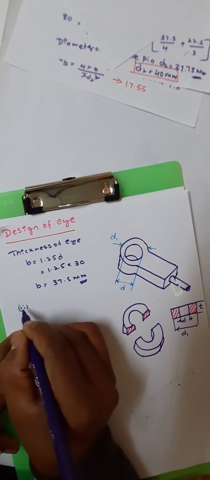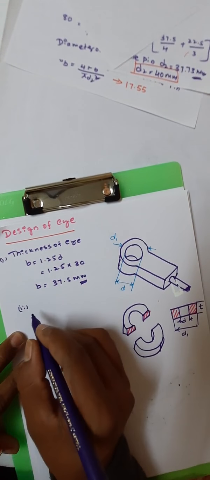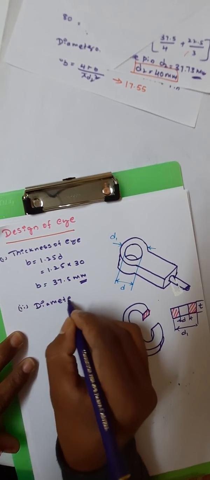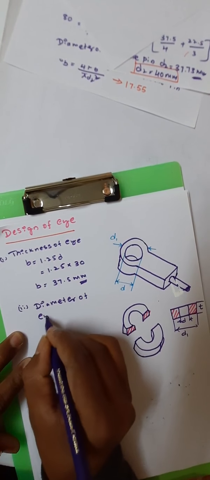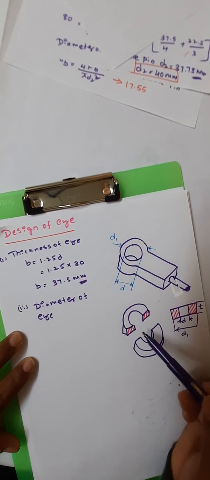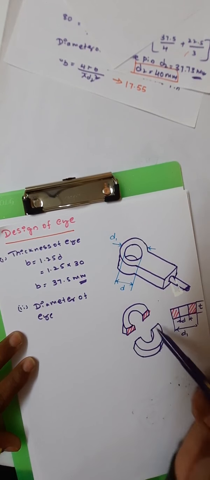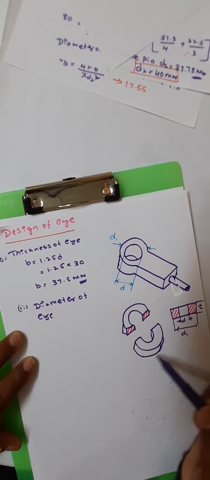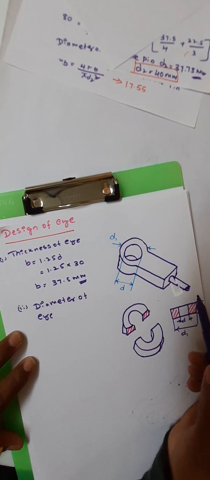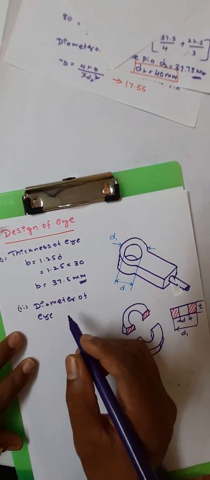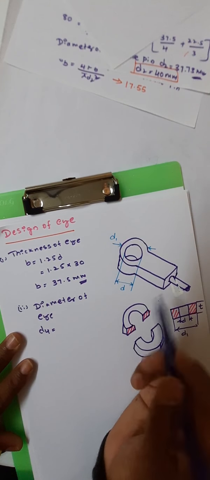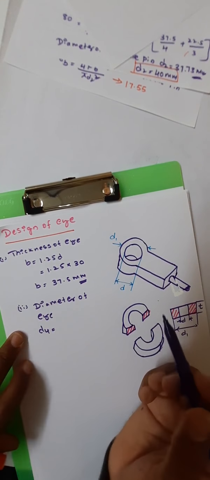Same way we need to find out the diameter of the eye. See, when it is subjected to failure, this is how the failure should look like. So when it is subjected to a failure, the diameter of the eye, that is d4, the outer diameter. This is a hollow section.